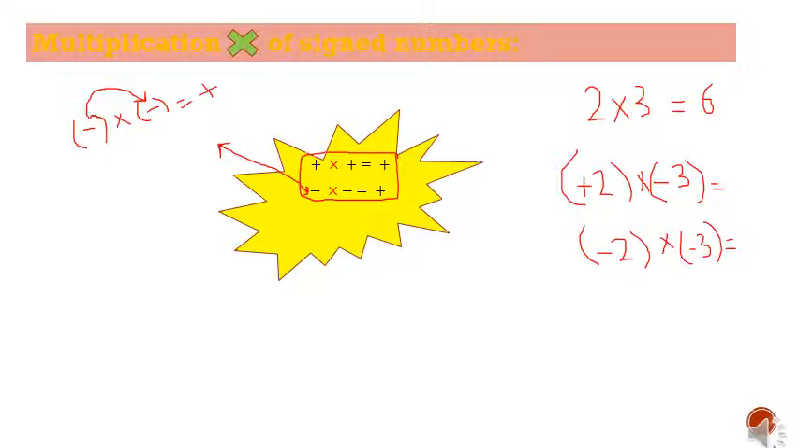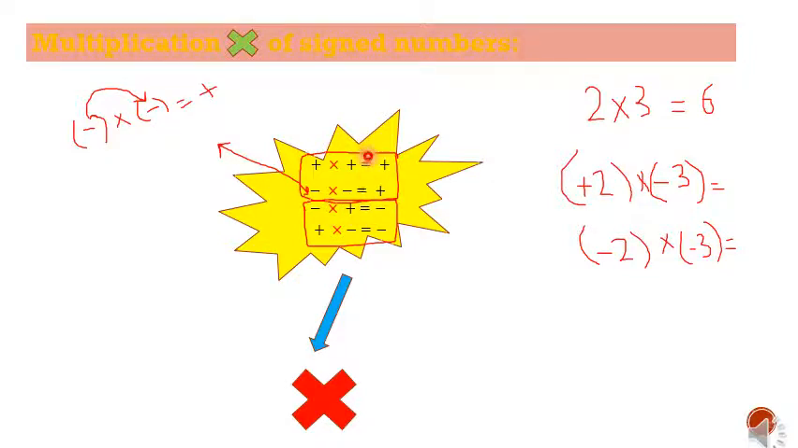So if you multiply two positive numbers, their answer will be positive, and if you multiply two negative numbers, their answer will be positive. While if you multiply two signed numbers of different signs, one is negative and the other is positive, or the first is positive and the second is negative, their answers will be negative numbers. Negative times positive is negative, and positive times negative is negative.